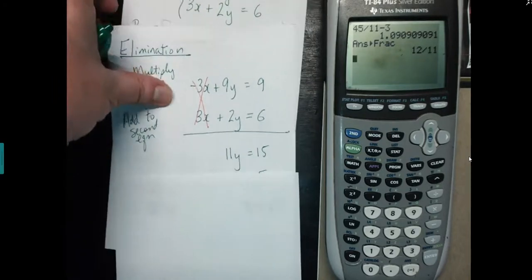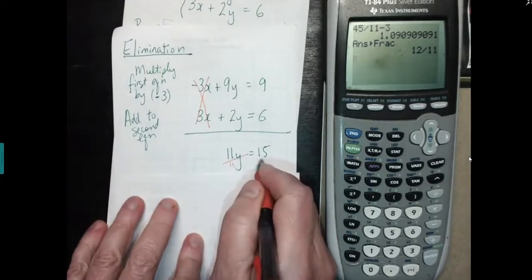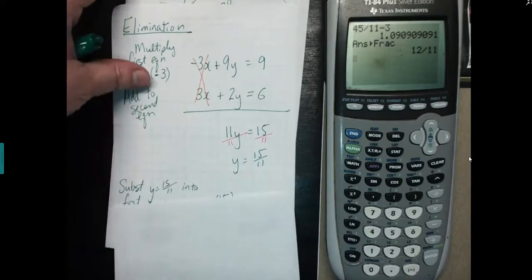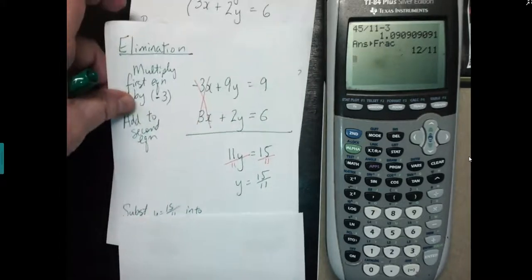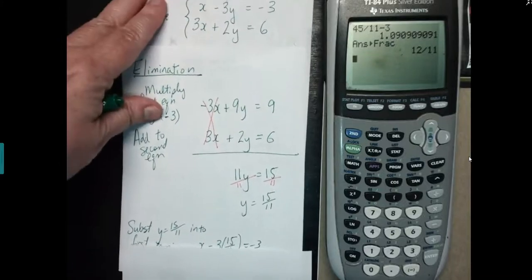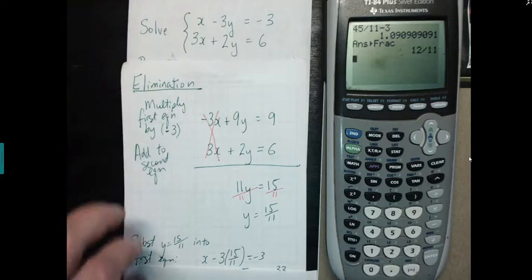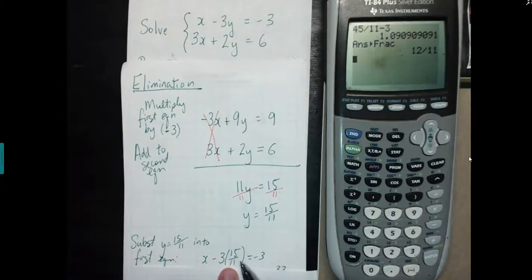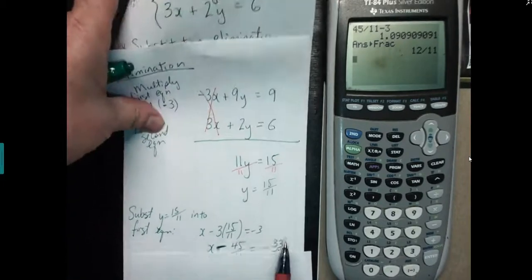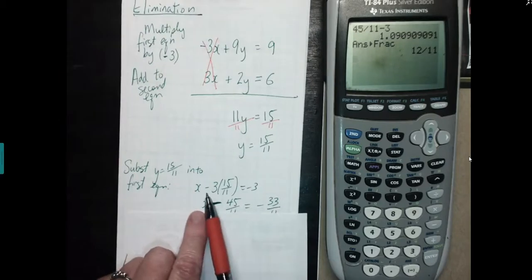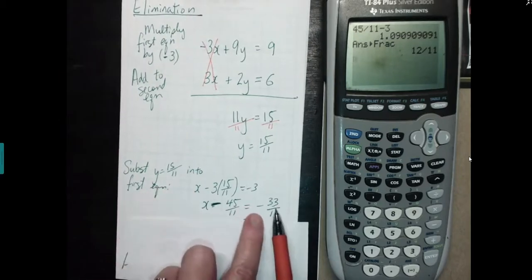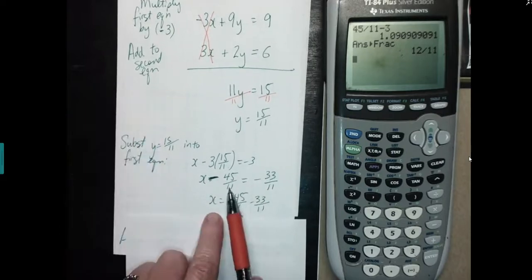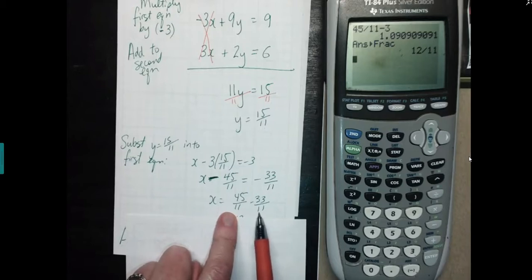So now to find y, I just have to divide both sides by 11. And so I get y is 15/11. Now I take 15/11 and just plug it back into the first equation. So I'll take x minus 3 times y. But y here is 15/11. And so that's going to be x minus 45/11, and I'm doing it by hand, so is equal to -33/11. I add 45/11 on each side, and I get that.